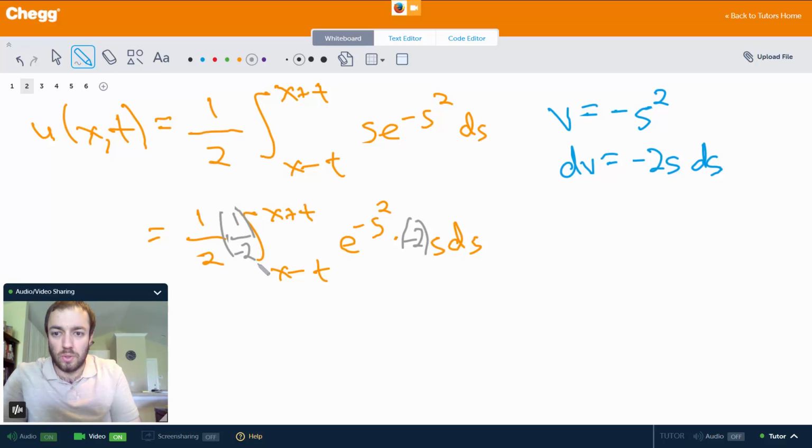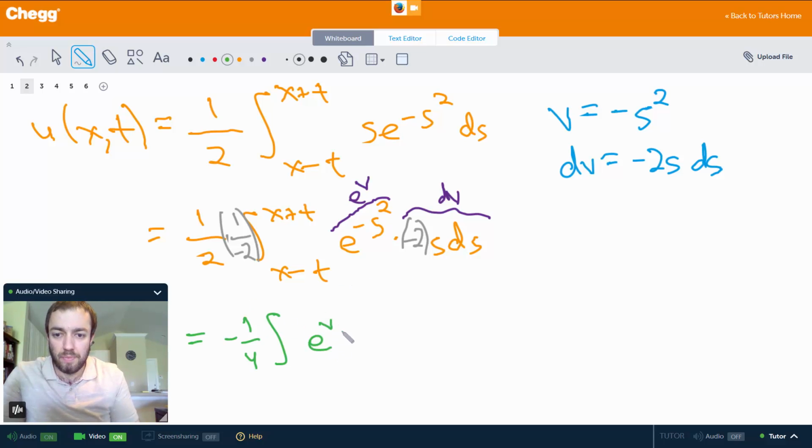Okay, so now, how does that help us? Well, now we see that this negative 2s ds is dv, and this right here is e to the v, because remember, v is negative s squared. So then what we end up with is, 1/2 times 1 over negative 2 is just negative 1/4. And then we have the integral, and we have to be careful and change our limits. I'll come back to that. So this is e to the v dv. Now, what about the limits?